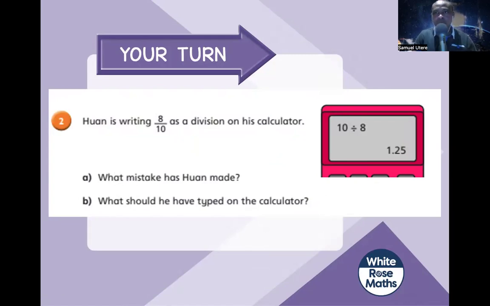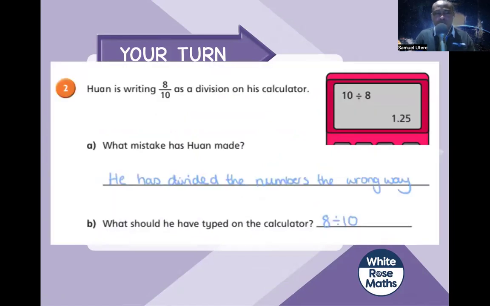Assuming you've paused the video and you've answered question 2, here are the answers. Let's discuss them. Here you were asked, Yuan is writing 3/10 as a division on his calculator, and Yuan wrote this. What mistake has Yuan made? Well, remember, division, he has divided the numbers the wrong way. 8/10 means you divide by 10. So the correct way to do it will be 8 divided by 10. So mark your work and celebrate your success if you got that right.